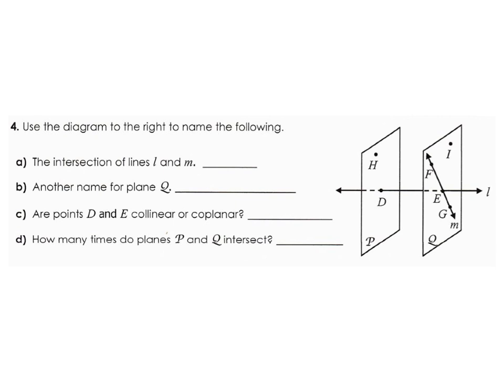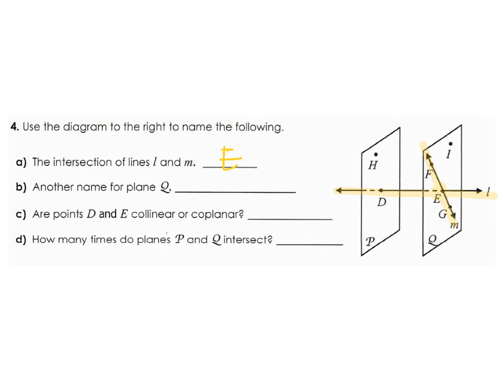Last but not least, number 4, we're going to use the diagram to the right to name the following. The intersection of lines L and M. 2 lines always intersect at a point. Line L is this line right here, and line M is this line right here. They intersect at point E. So we're just going to put a capital E.